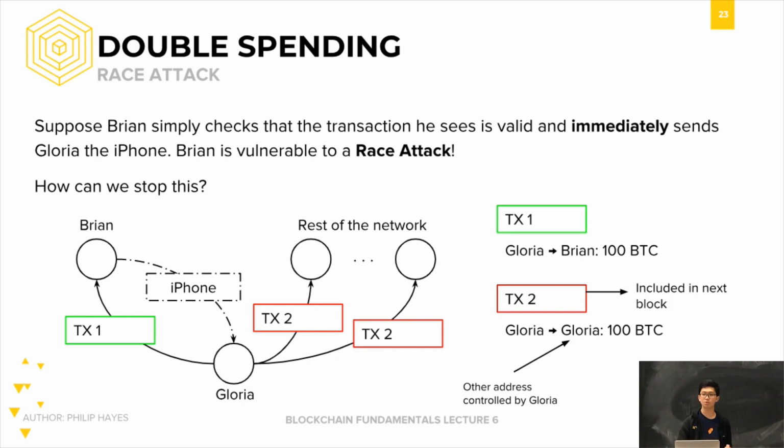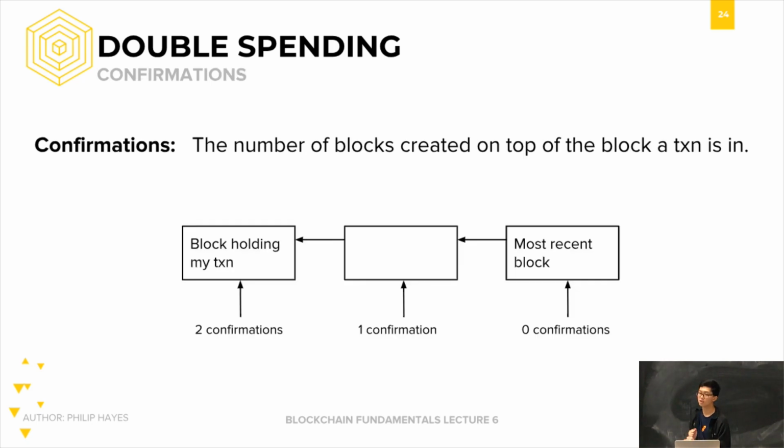So that's where we introduce the idea of confirmations. Confirmations at a very simple level aren't really confirming anything about the transaction. It's just the number of blocks that have been added on top of a particular block that I'm looking at. Let's say I'm looking at this block on the very left that contains my transaction. It has two confirmations because there are two more blocks that have been mined on top of it. The most recent block will always have 0 confirmations because no other block has been added to it. Does that make any sense? Right? Okay.